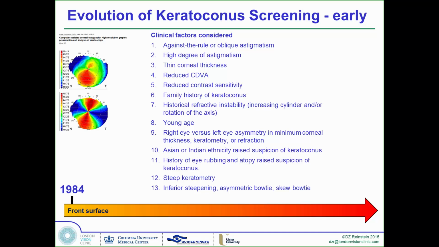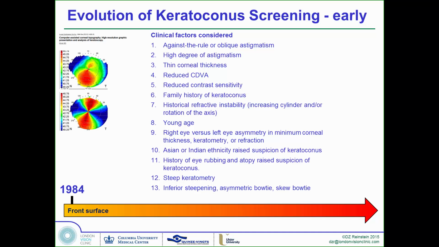Ethnicity, of course, was something that raised suspicion of keratoconus. We know that keratoconus is much more common in certain ethnic groups. History of eye rubbing, atopy, allergies, this raised suspicion of keratoconus. Just whether the keratometry itself was steep or not was the earliest factor.